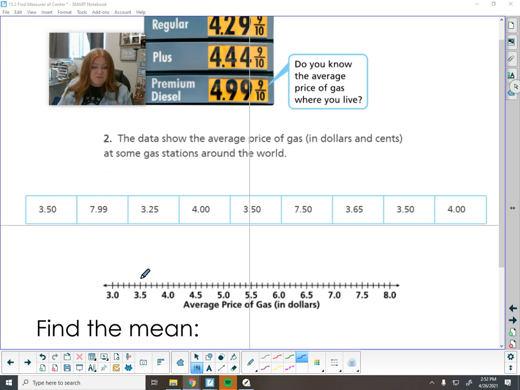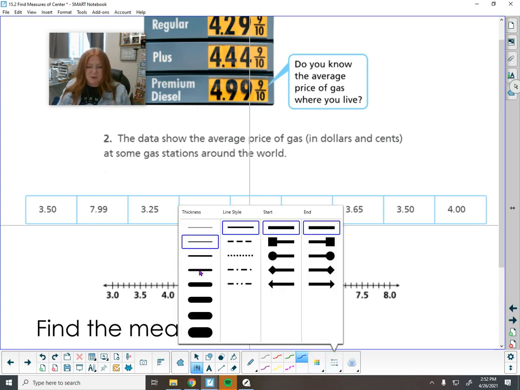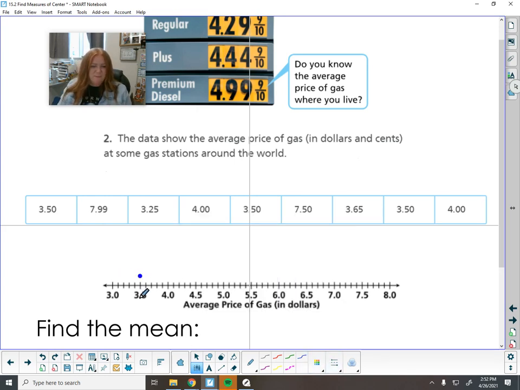So we've got 3.5 here. Ooh, that was not a good dot. Let me try that one again. So 3.5, there we go. 7.99, so practically to the 8, but not quite. Because here would be 7.6, 7.7, 7.8, 7.9, but it's almost 8. Okay, we've got 3.25, so halfway between zero and 50 cents is a quarter. So here's 25. This dot plot is a little trickier than some of the ones we've done before.